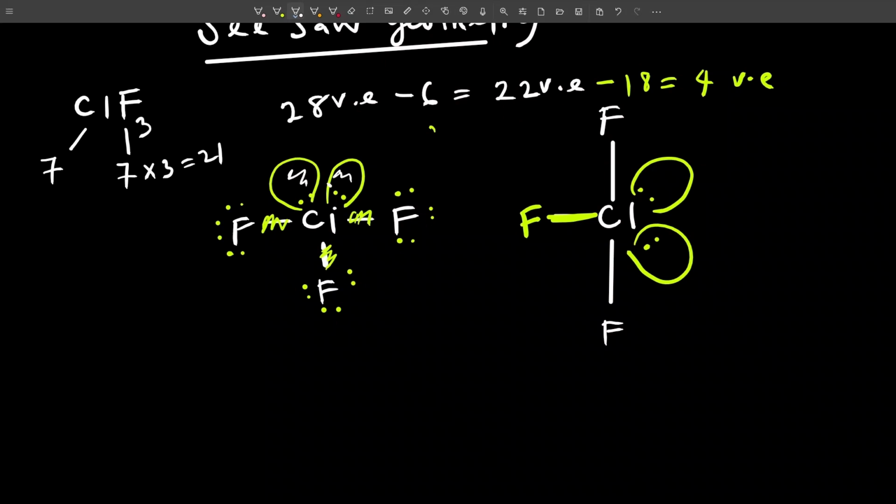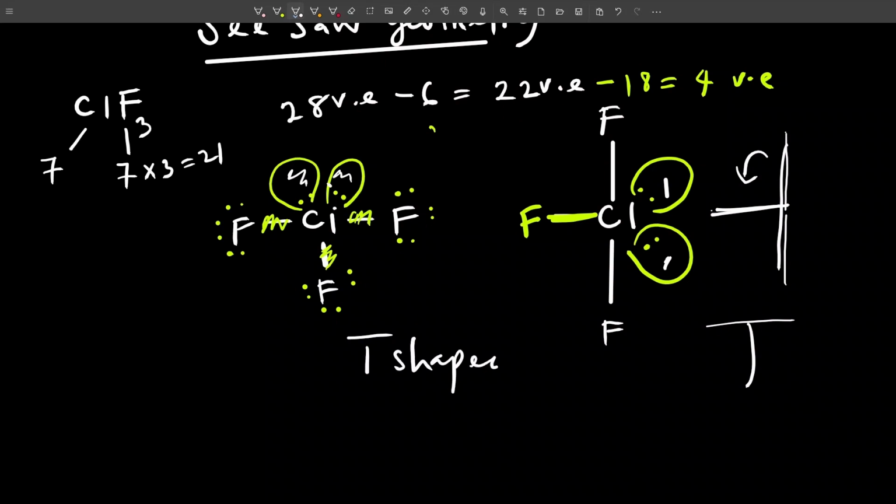So the last step says you should ignore the lone pair, right? These are the lone pairs, so let's ignore them. What are you going to see? Something like this and something like this, isn't it? If you turn this again, it forms a kind of T, right? So you say the shape of this molecule is T-shaped. So it has a T-shaped geometry. So ClF3 has a T-shaped geometry.